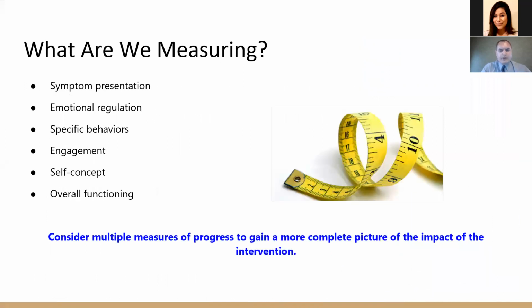When we talk about psychosocial progress monitoring, I'm talking about symptom presentation, emotional regulation, which I would define as symptom presentation over time, specific behaviors that we want to monitor, and engagement. We can use a student engagement instrument or the teacher-completed student engagement instrument. But at the end of the day, these are things that directly relate to the services that we provide. Next slide.